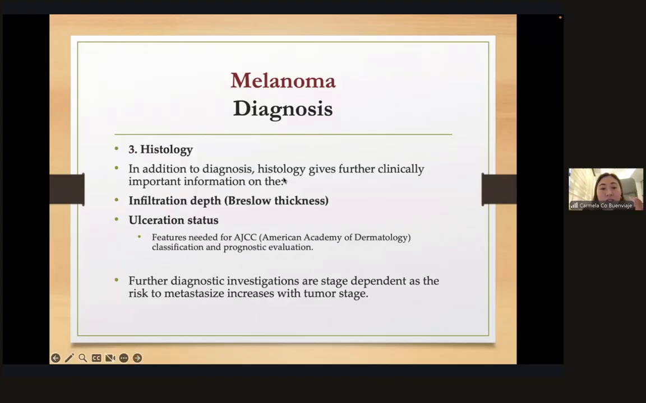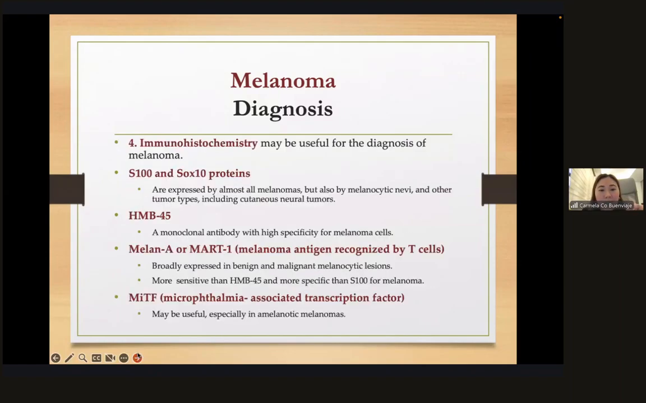Okay, so in addition to diagnosis, histology gives further clinically important information on the infiltration, meaning the Breslow thickness, and the ulceration status. So further diagnostic investigations are stage dependent as the risk to metastasize increases with tumor stage. So immunohistochemistry may be useful also for melanoma using these special stains. S100, HMB45, Melan-A or MART-1, and MITF.